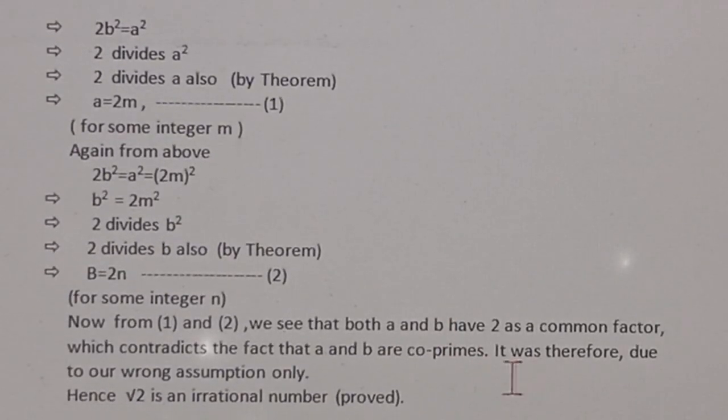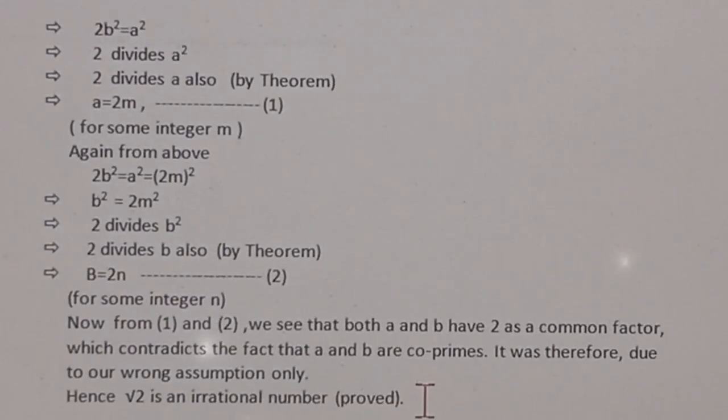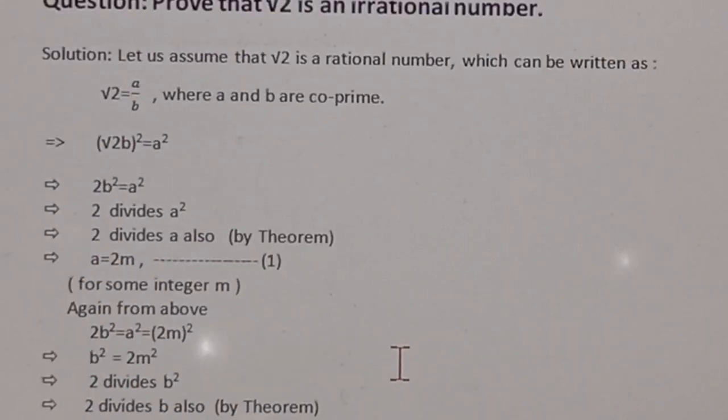Now you can say that it was therefore due to our wrong assumption only, hence root 2 is an irrational number. It is proved already. I hope you have got the point.